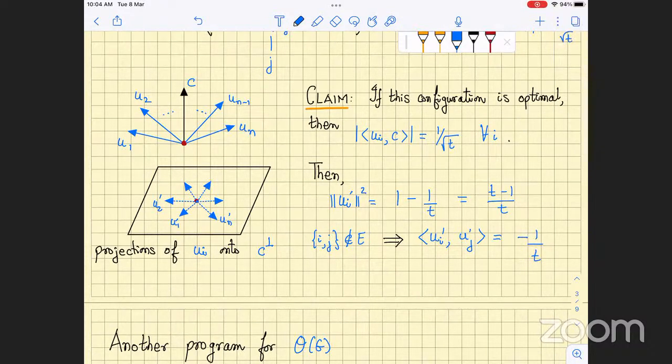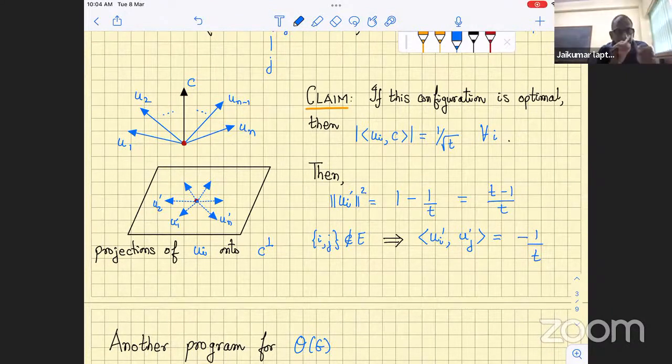How will you compute the dot product of ui with uj? Okay, you will take the component along C, multiply them, take the orthogonal component and take the dot product there and add them up. The component along C has already given you 1 over t, and these are orthogonal. So the other contribution coming from this plane must cancel out that 1 over t. So we should have minus 1 over t.